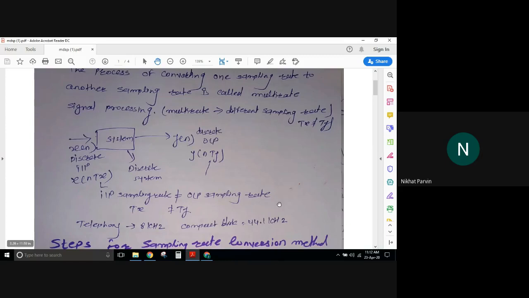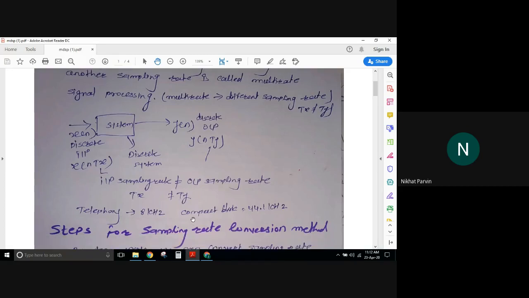So widely in telecommunications, MDSP plays a very important role to convert from one sampling rate to another sampling rate, so that the data can be easily transferred through the medium. Okay, that was a practical example.